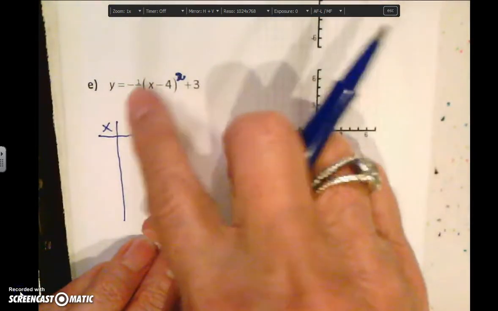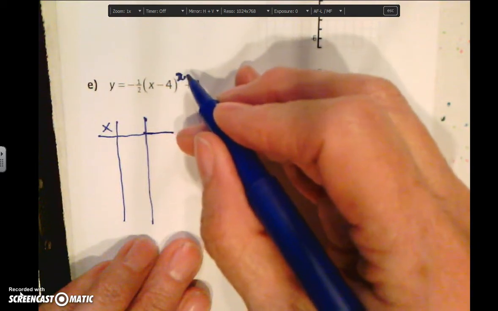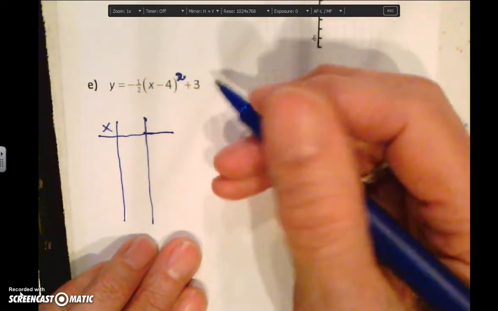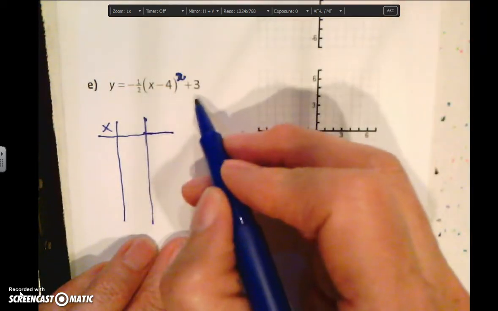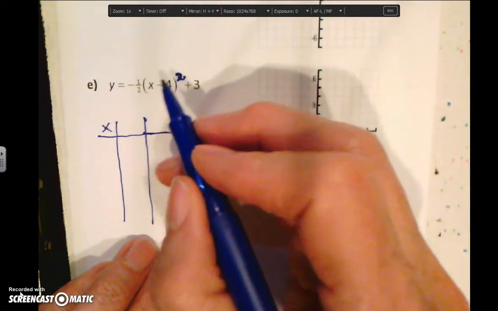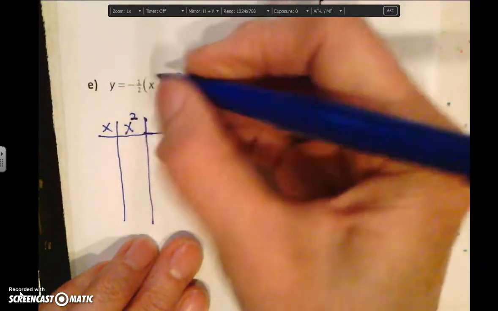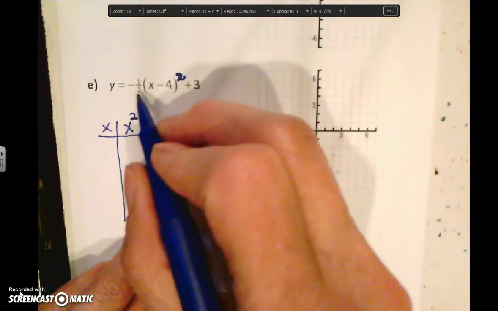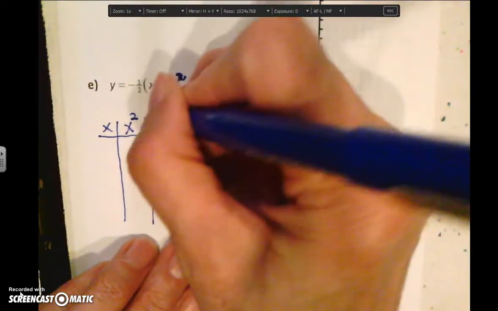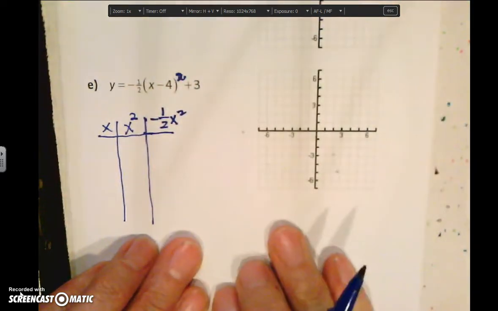All right, let's skip down to E. We aren't doing the cubic, so switch that 3 to a 2 right there. So let's do that. What is the parent of this? There's a lot of stuff there, but it all boils down to that we've got an x squared. And what's multiplied times my function is negative 1/2. So negative 1/2 x squared is going to go here.